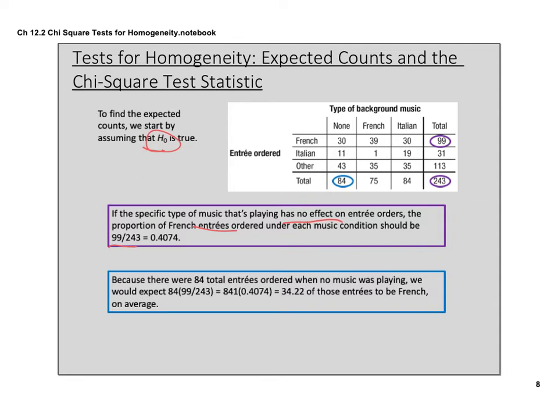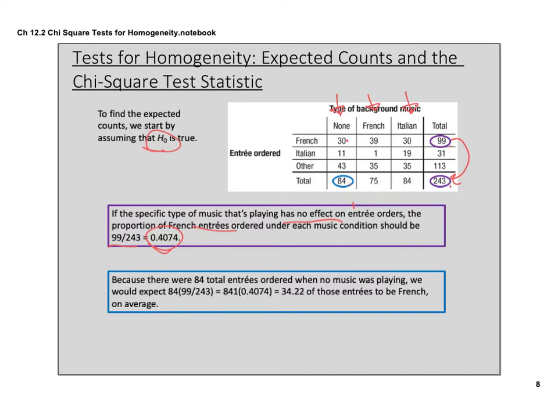So this is where we would get into those proportion values to see if they were independent from each other or not. If you were going to compare each one of these, it needs to equal this proportion, because that's the ratio of French ordered food to all of the ordered entrees. So basically what they're saying is that 30 out of 84 needs to be equal to 90 out of 243.